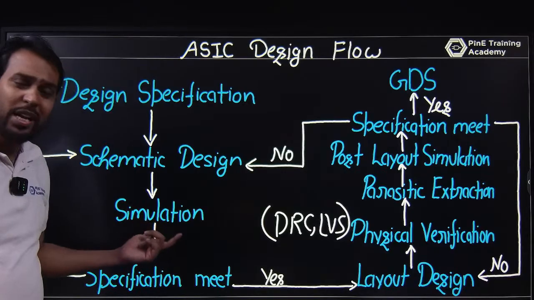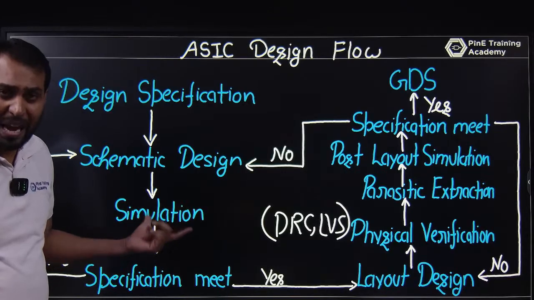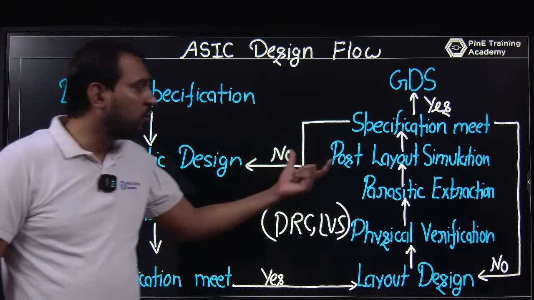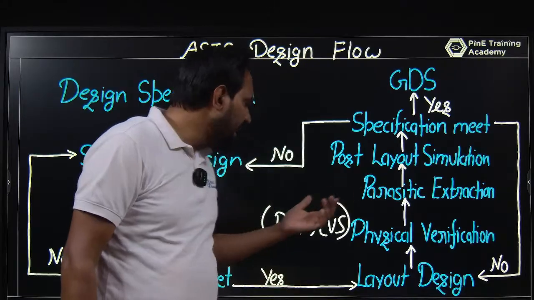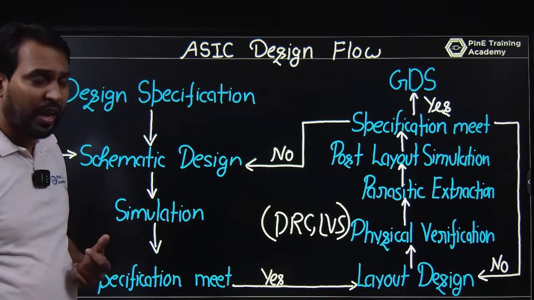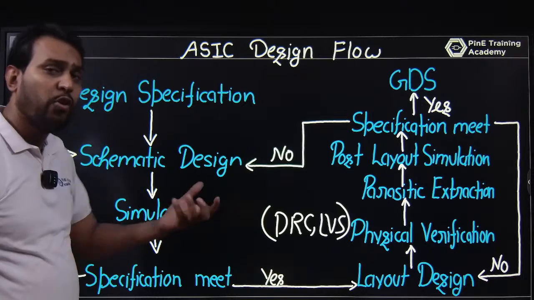Why? Because in a schematic simulation there is no resistor and capacitor, no parasitic resistor and capacitor. But once you talk about layout, you have a resistor and capacitor, parasitic resistor. So let's think that you are designing a CMOS inverter. In a rise time you have a delay of 120 picoseconds.